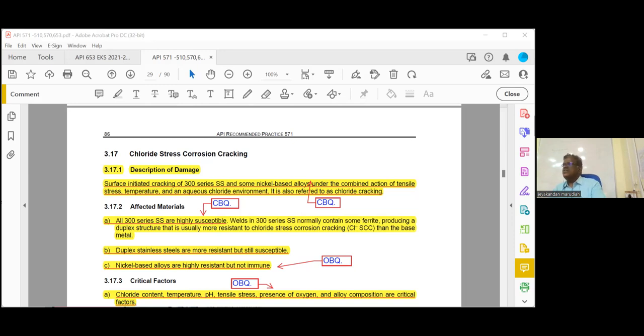Okay, next. What are the critical factors? Temperature is the critical factor. When it is more than 140 only, it will happen. Then chlorine content, more chlorine, more possibility of the cracking.